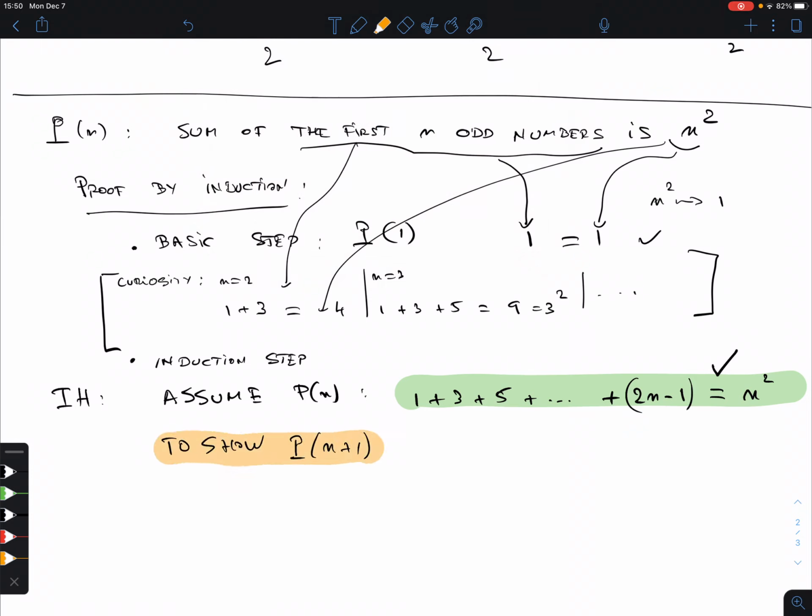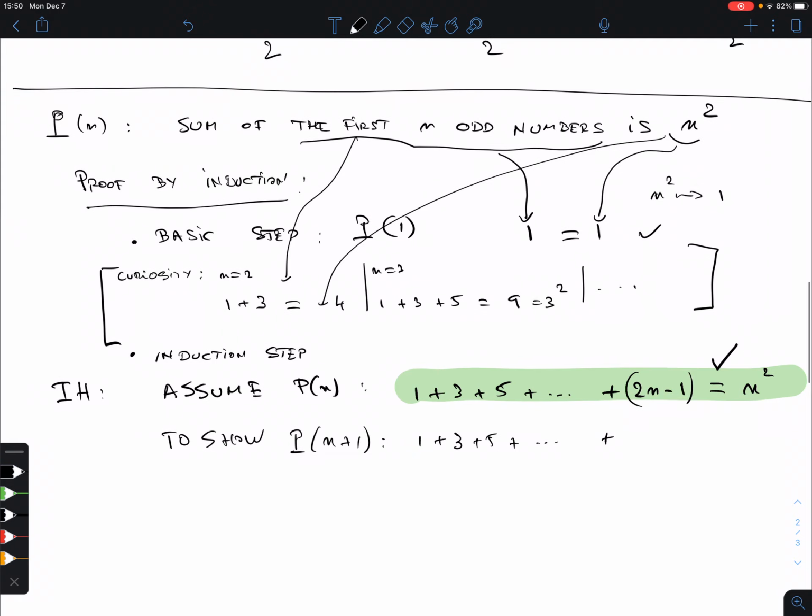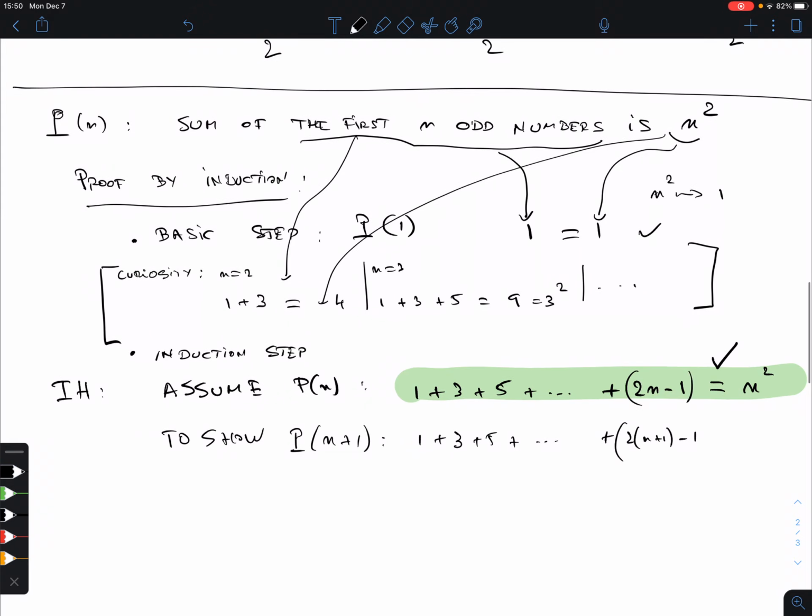Let's write down what that means. Well, let me call it the actual. So what is this? That's 1 plus 3 plus 5 plus ... plus. Now replace n by n plus 1. That's what it means. Okay, 2 times n plus 1 minus 1. Let me put this between parentheses to indicate that this is one quantity.